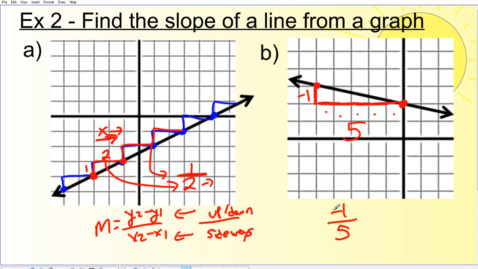Negative 1/5. I'm going down 1 in the y direction. I'm going over 5 in the x direction. The formula has y's over x's. Down 1 over 5. Remember, over is always to the right.